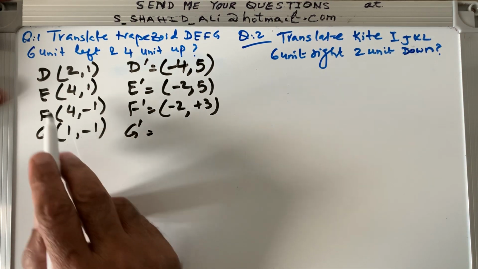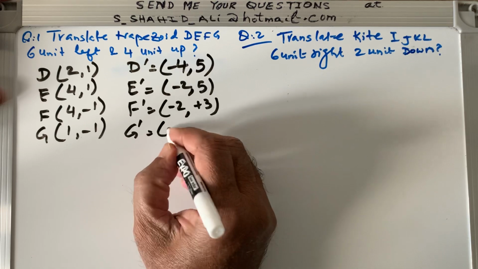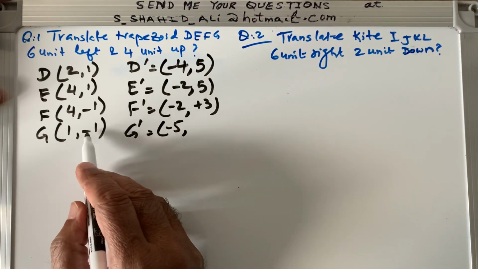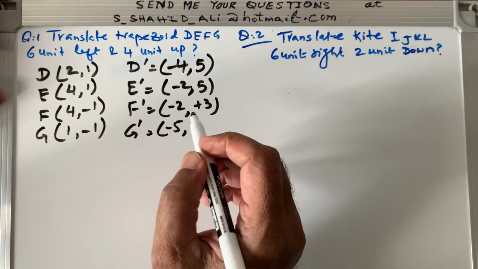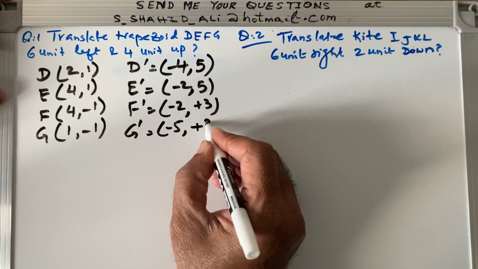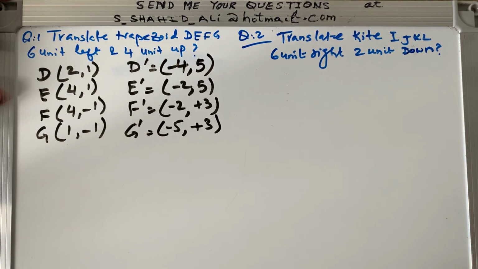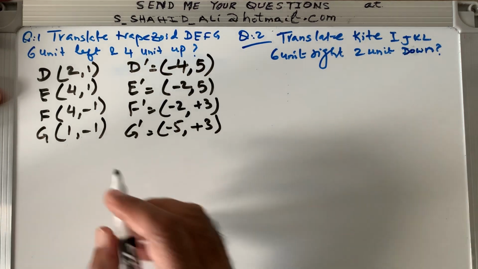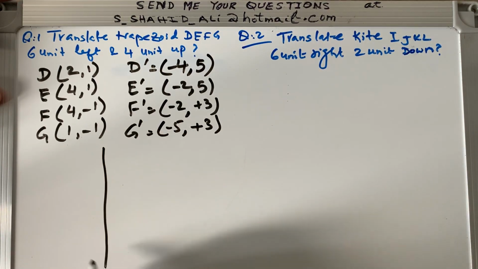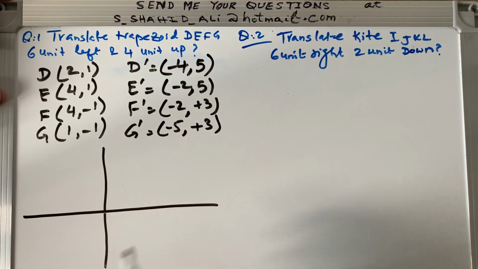G dash. 1 minus 6. So that is minus 5. Minus 1 plus 4 is plus 3. So you have all the translated ordered pairs or coordinates, right? Then you have to show this translation on the graph, right?